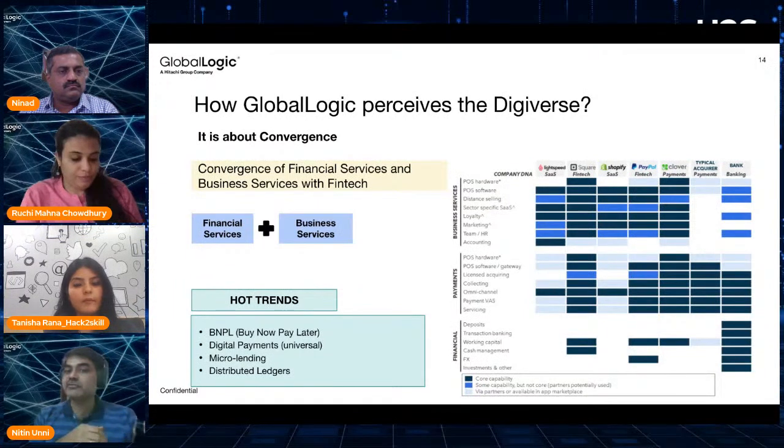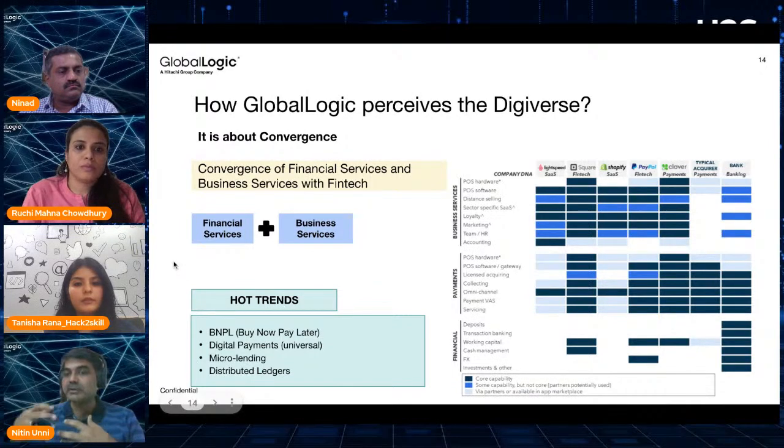So it's not just restricted to automotive or industrial, right? There is also convergence happening in the fintech space. What you really see in the fintech space is a lot of convergence between what were traditionally financial services and business services, which are more around retail and so on, right?